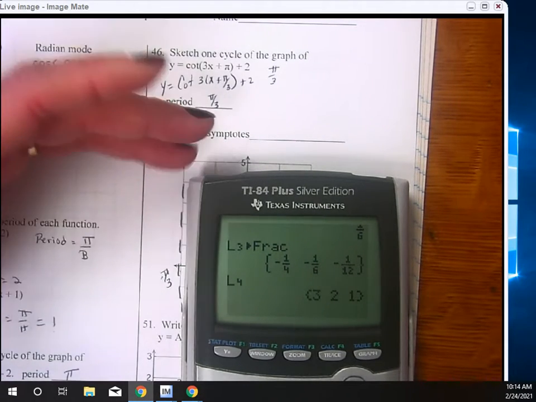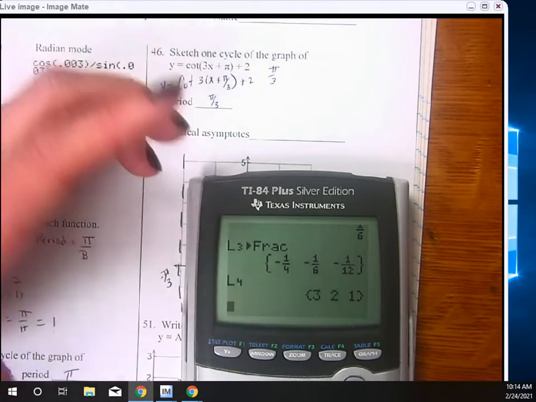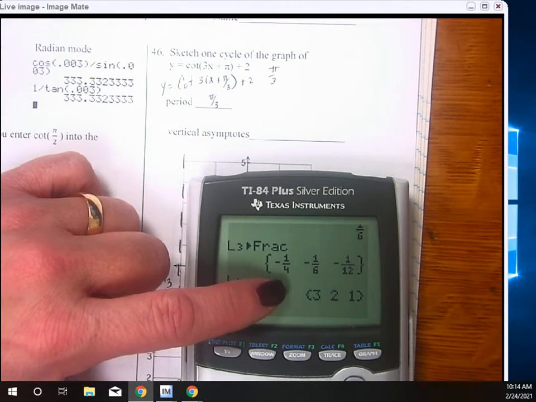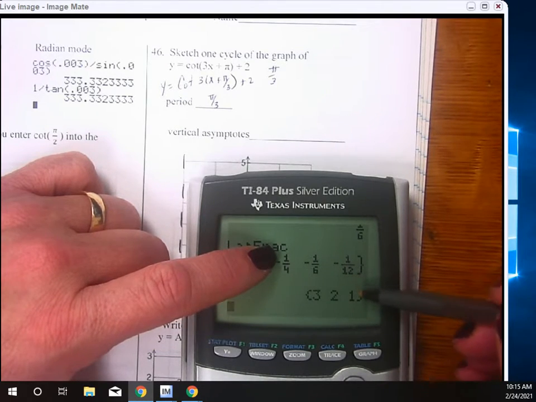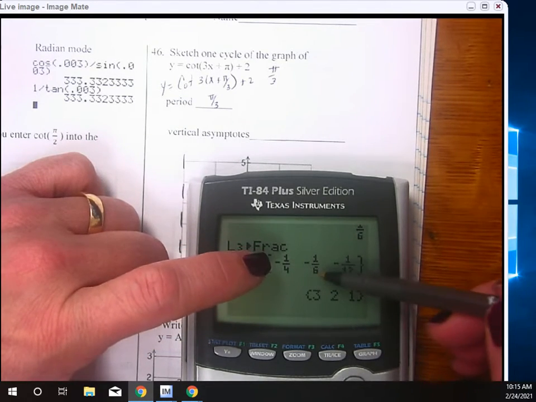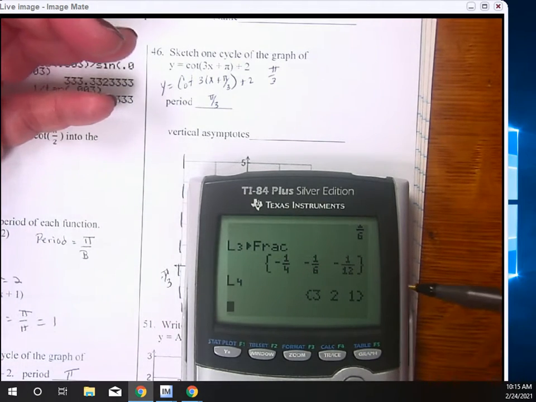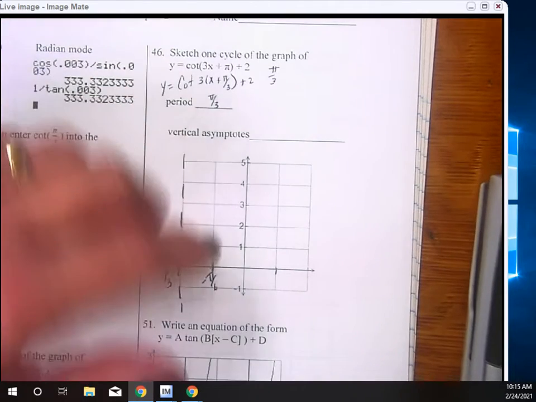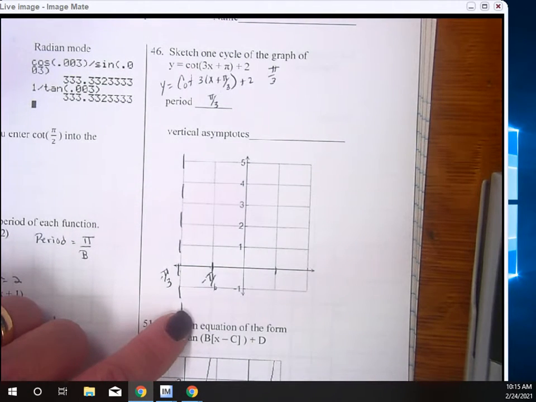Now, I don't want you to get all upset that these are 1, 4, 6s, and 12s. 4 goes into 12 3 times. So this is a negative 3/12, negative 2/12, and a negative 1/12. And then 3, 2, and 1 are going to be my new points.